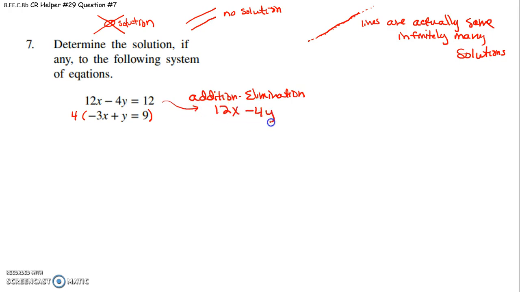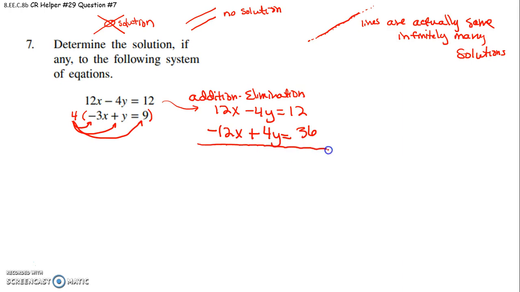12x minus 4y equals 12. Now I distribute a 4 through that second equation to each term. That gives me negative 12x plus 4y equals 4 times 9 is 36. All right, at this point, I already know whether or not there's a solution, but let's just continue on. Let's do our addition elimination.